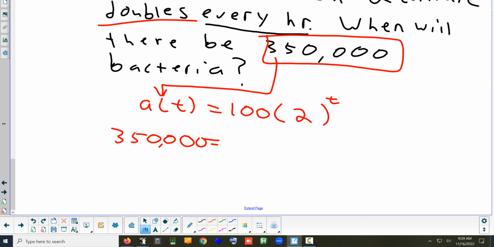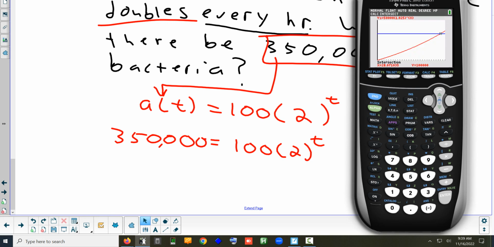So 350,000 on the left. You can't multiply 100 times 2 and say 200. You don't do that. Just leave it like that. So it's 100 times 2 to the t. Okay, let's put it in.